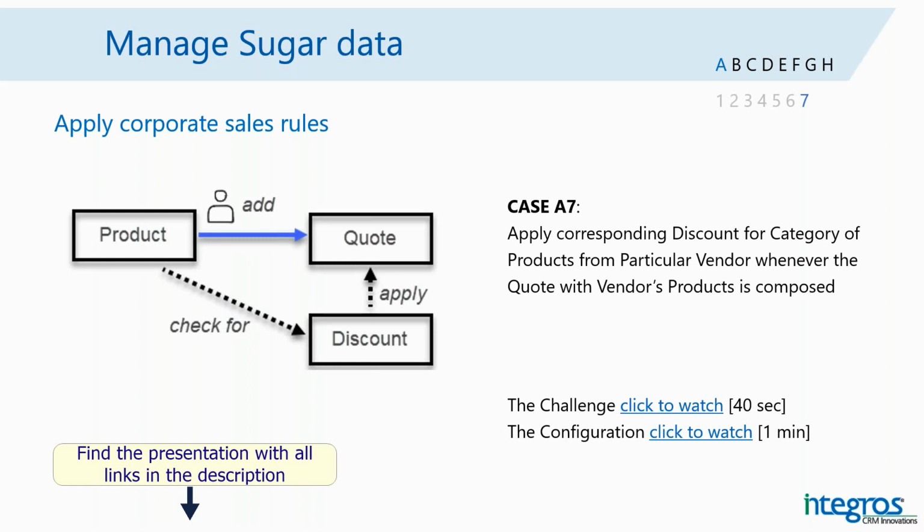So when a product from a particular vendor is added to the quote, the system will check whether there are any special offers on this product and add this discount to the quote automatically.